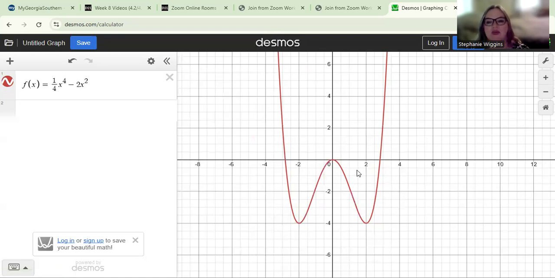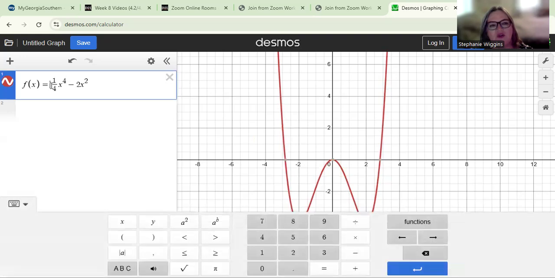And then as we head to the right, this polynomial also heads up infinitely. So you can see we have a situation here where on the ends of the polynomial, it's going off to positive infinity. Now, what if I change something about this polynomial? What if instead of 1/4, I have negative 1/4? Do you have an idea of what might happen?